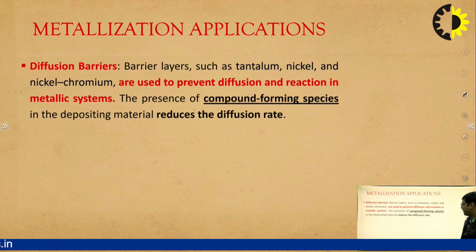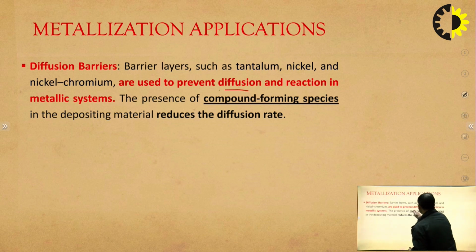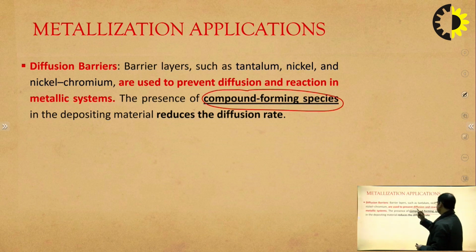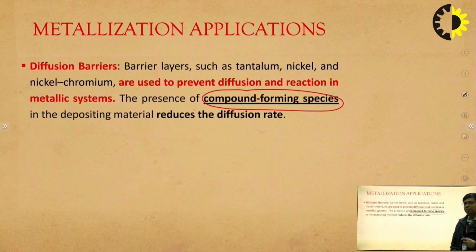The diffusion barrier is nothing but some of the metals that we use which can create a compound. When diffusion happens, those impurities, when they come in contact with the metal, make compounds. And diffusion stops there. It doesn't pass through the metal layer, and it reduces the diffusion rate.